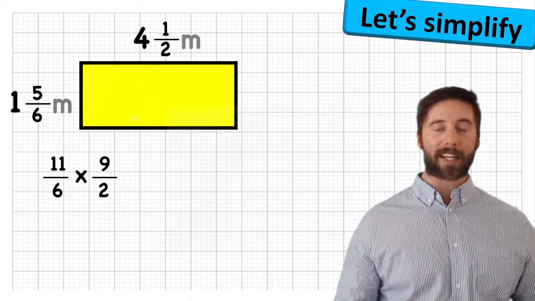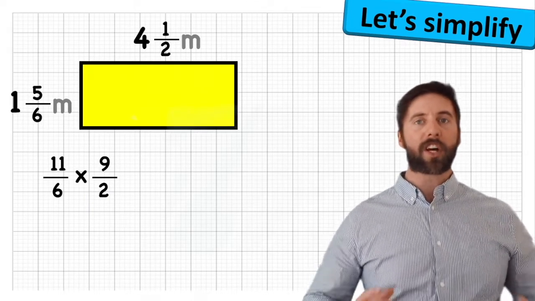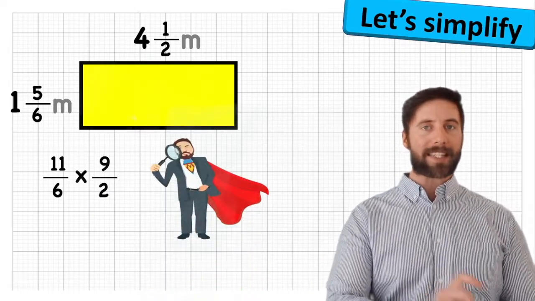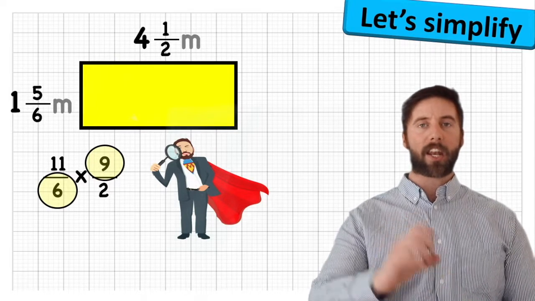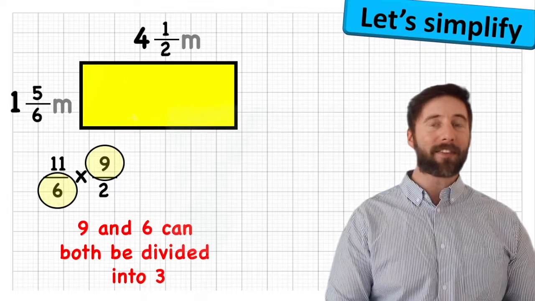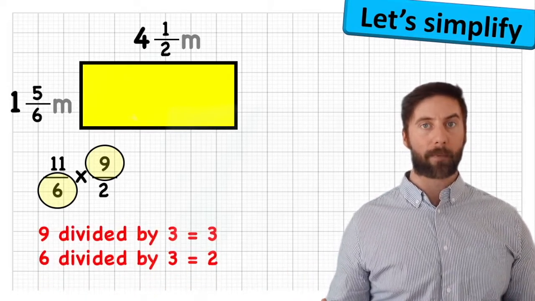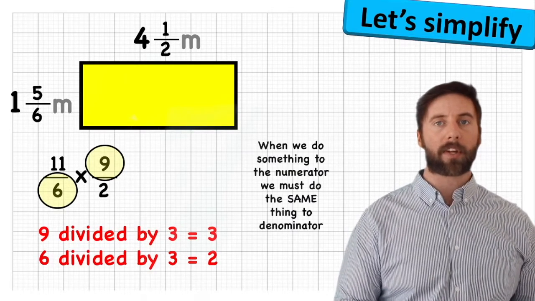So I've got 11 sixths and 9 halves. Now, before we go ahead and multiply these numbers, we're going to try and simplify them. And I've noticed that we've got a 6 on the bottom row here and a 9 on the top row here. And since 6 and 9 can both evenly be divided by 3, we're going to go ahead and simplify it a little bit. Okay, so 9 divided by 3 is 3.